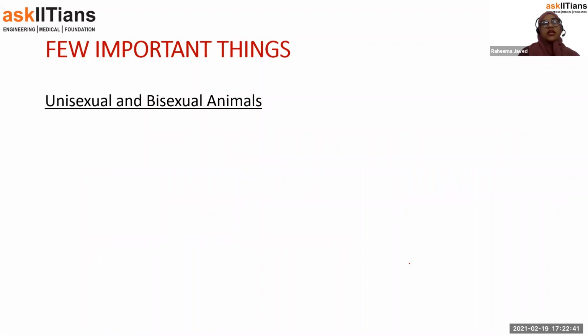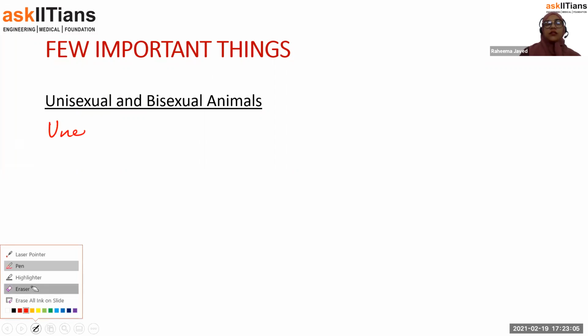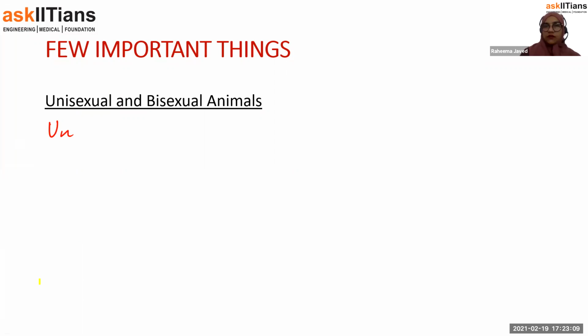Okay, so the next important thing that I would like to discuss with you is about unisexual and bisexual animals. There are some animals which carry both the male and the female reproductive system in the same body. And there are some animals which carry only one reproductive system in the body, either male or female. So the unisexual animals are those animals which carry either the male or the female reproductive system.